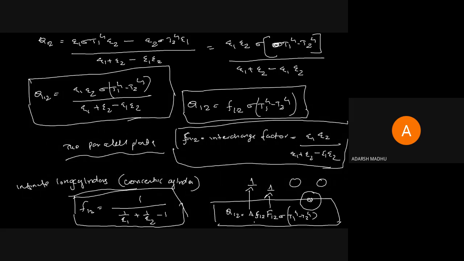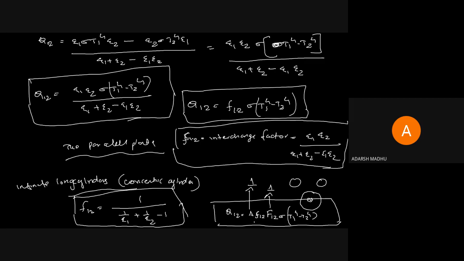F12 equal to 1, and area is equal to 1 meter square. That is F12, capital F12 with the shape factor. Shape factor is stated as 1, and area is stated as 1 meter square. So we are reducing that equation into Q12 equal to F12 sigma T1 raised to 4 minus T2 raised to 4.